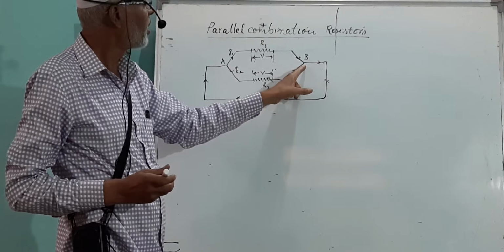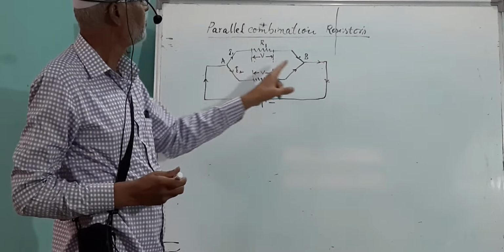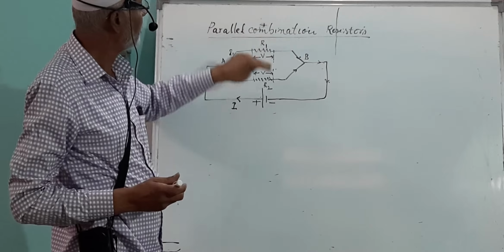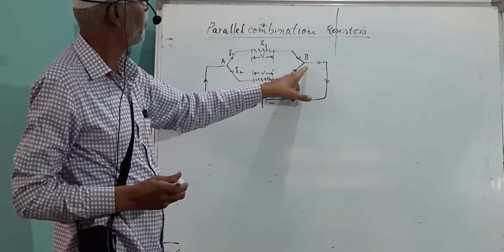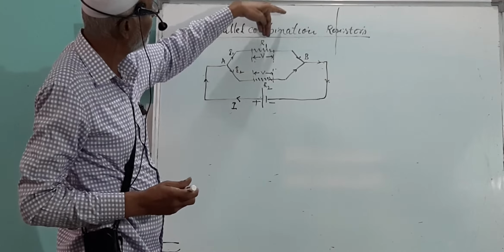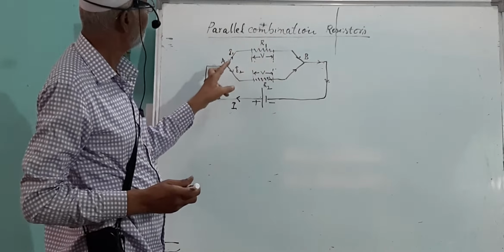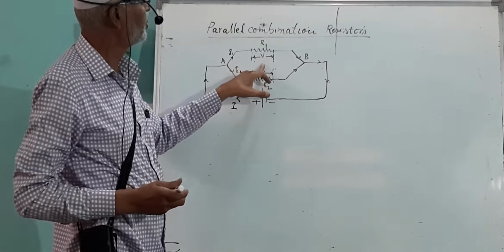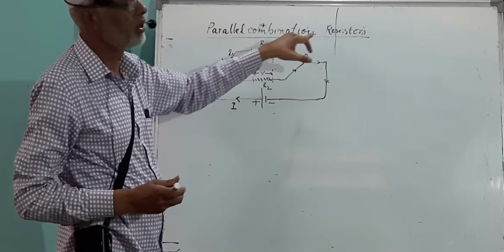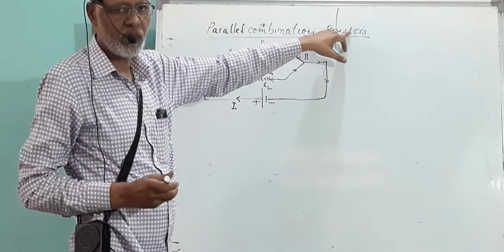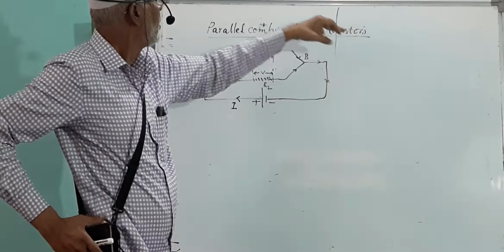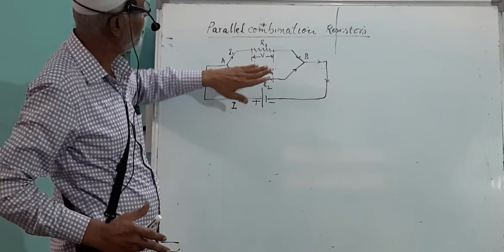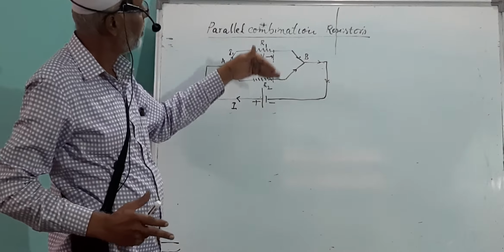The question is, what are the given points here? A and B are the two given points. The two resistors are connected between two given points. I mean that if all the terminals of the resistors are connected between two given points, such a combination of resistors is known as the parallel combination of resistors.